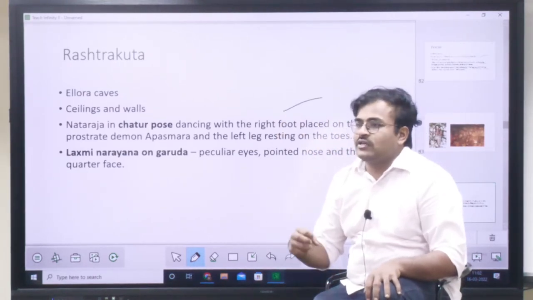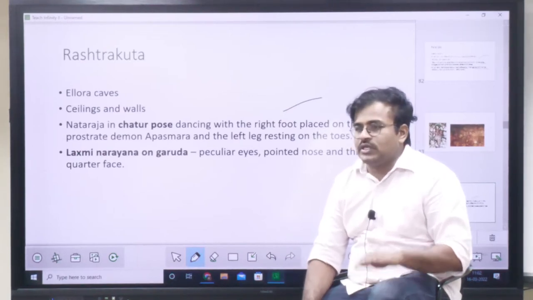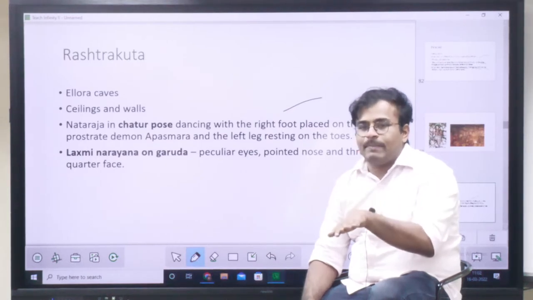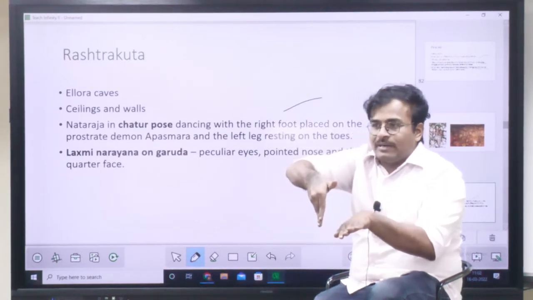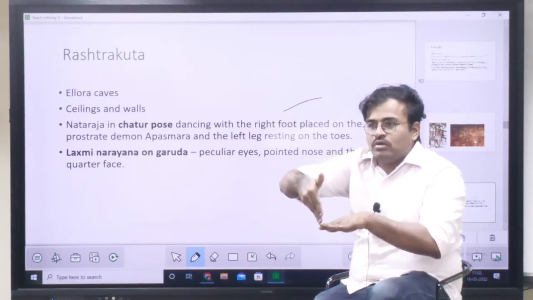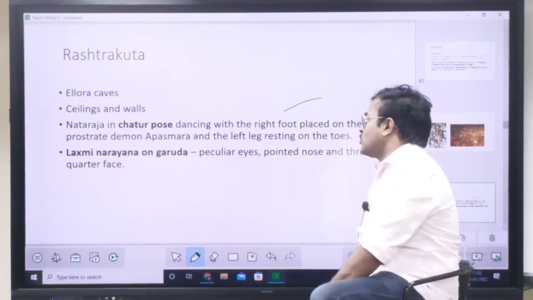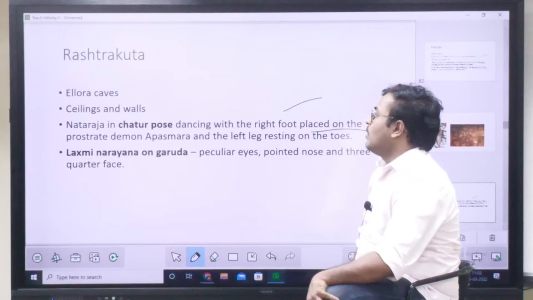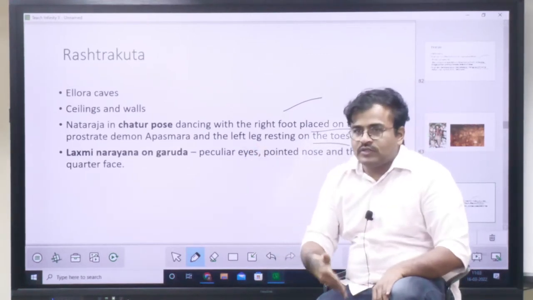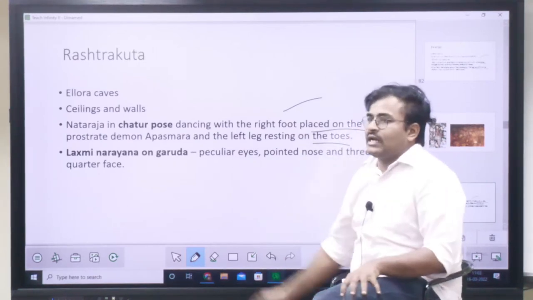Shiva Nataraja is shown in this pose, which is known as the Chatur pose. Chatur pose is a kind of pose which has one leg solidly placed on the Apasmara, and the other leg is shown in raised format, where only the tip of the feet touches the ground. In this pose, Shiva Nataraja is depicted dancing with the right foot placed on the prostrate demon Apasmara and the left leg resting on the toes.